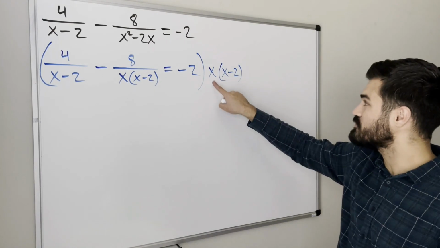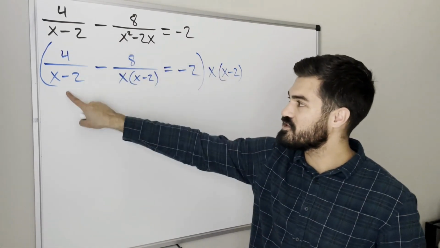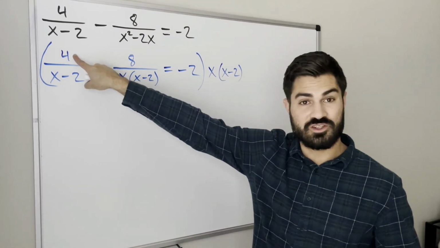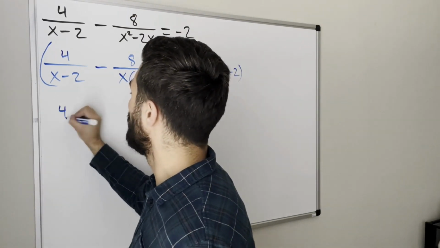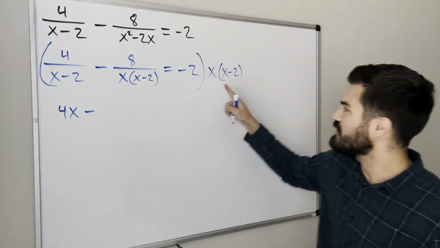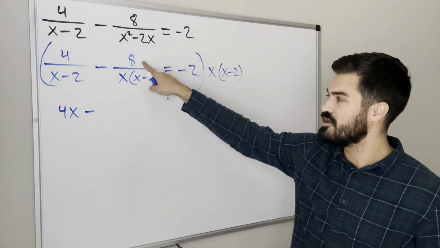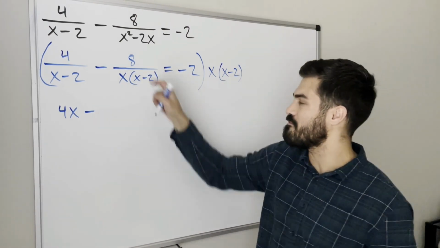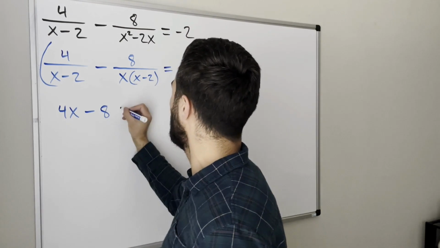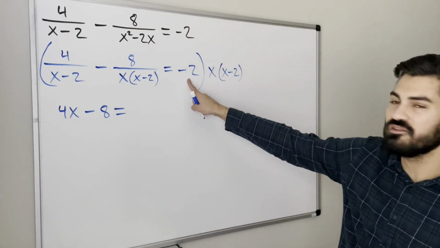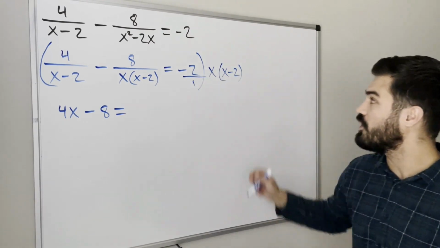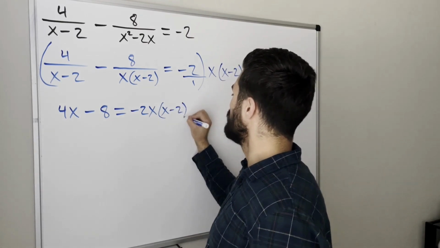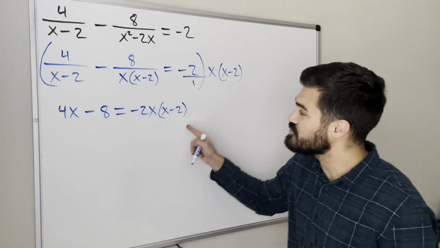For example, here, when I multiply this x times x minus 2 in this first term, the x minus 2's are going to cancel. I'm going to be left with x as well as the 4 that's already there. So I'm just going to have 4 times x. Here, when I multiply this x times x minus 2 to this term here, everything's going to cancel. The x's and the x minus 2's, and I'm just going to be left with that minus 8 that's already there, okay? Here, that negative 2, nothing cancels. We can think of this as being over 1, so when we multiply it in, we're going to have negative 2 times x minus 2. Nothing cancels. Now we have our resulting equation, right?